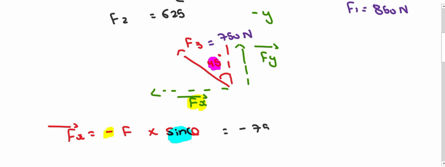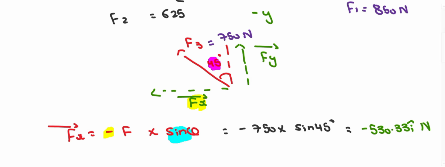So the value is 750 into sine 45 degree. So it will become negative 530.33 i cap Newton. The i represents the direction of Fx along the x-axis.